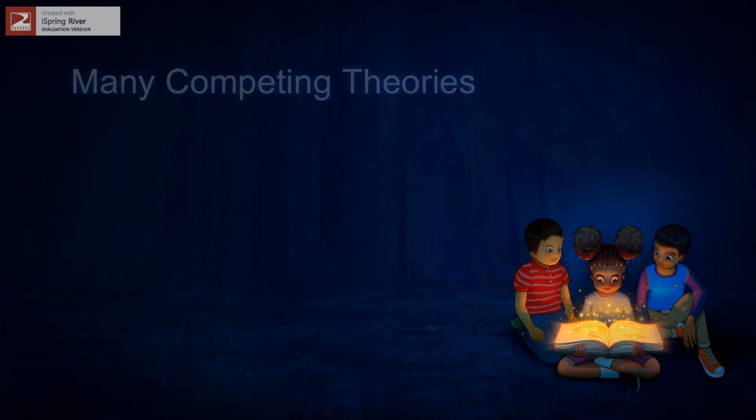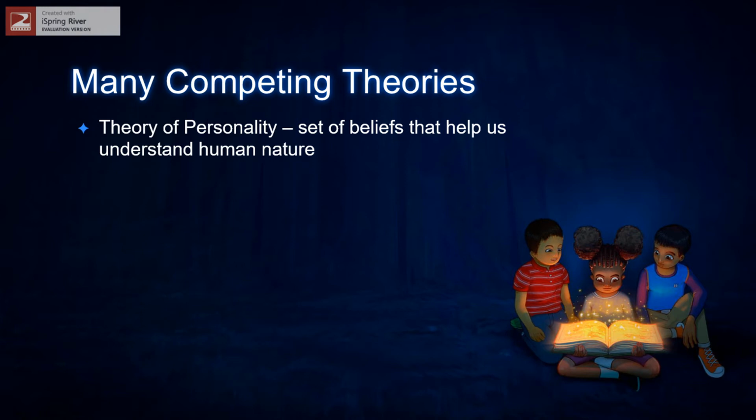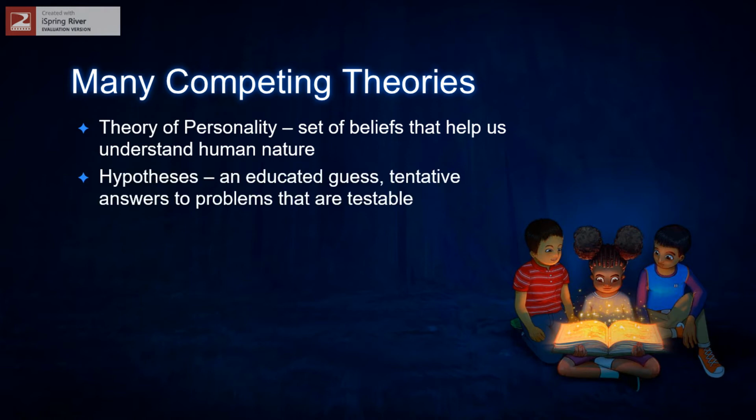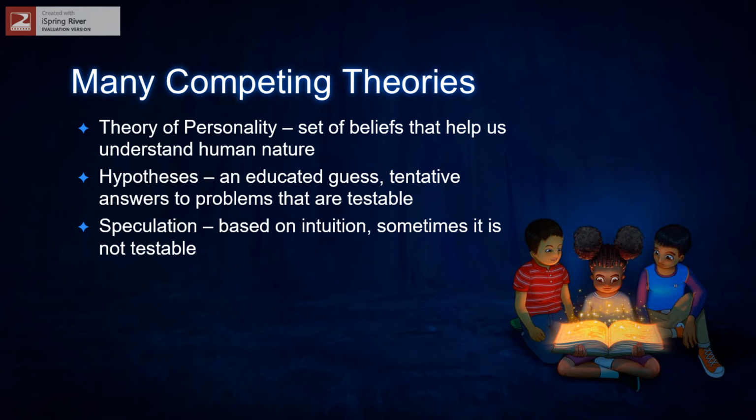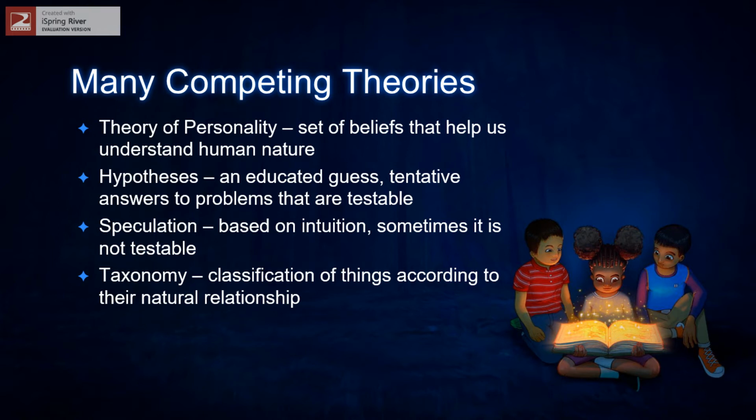To continue, a theory of personality is a set of beliefs that help us understand human nature. These theories of personality came from hypotheses, which are educated guesses or tentative answers to problems that are testable about personality. We can differentiate hypothesis from speculation, where speculation is only based on intuition and sometimes it is not testable, unlike a hypothesis, which is testable. We will also define taxonomy, which is a classification of things according to their natural relationship. So when you create a hypothesis, you must remember that it's not a speculation and it should be taxonomized, where you can classify your theory according to its natural relationship.